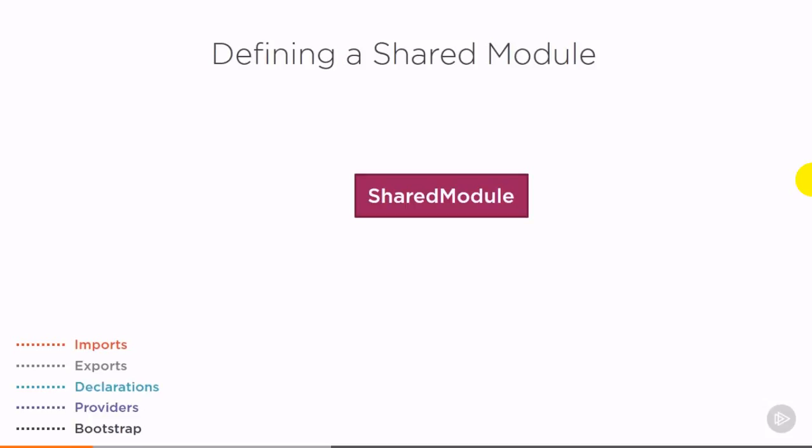Creating a shared module involves defining a new module file, shared module in this example, and reorganizing the pieces of the application so that the shared pieces are here in this module. First, we add the components, directives, and pipes that we want to share throughout our application to the declarations array. In this example, we only want to add the star component. Then we add to the imports array anything that this shared component needs.